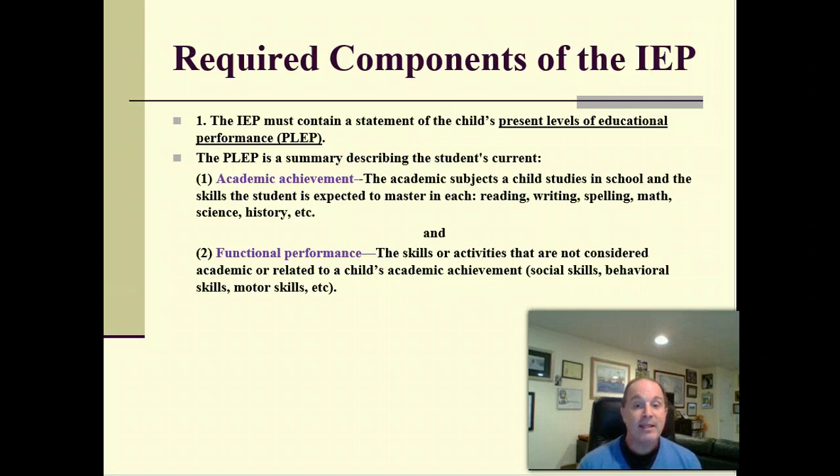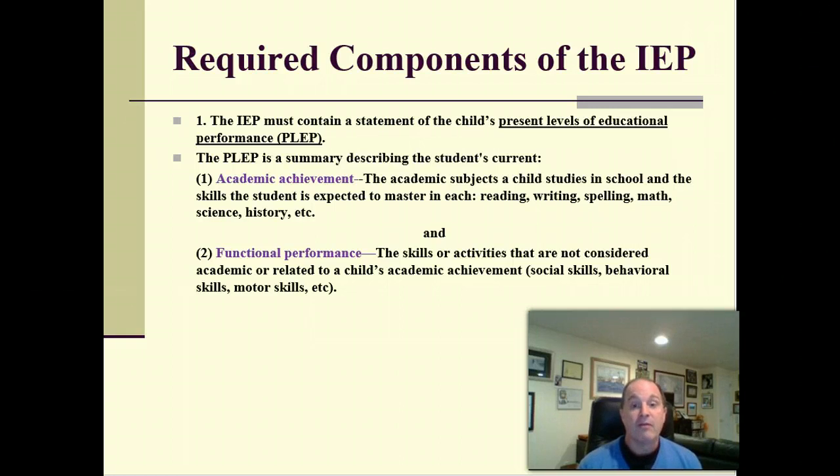So the academic achievement component of a PLEP are the academic subjects the child studies in school and the skills the student is expected to master in each, such as reading, writing, spelling, math, science, history, etc. The academic performance: how is the child currently doing academically? The child's present levels of academic achievement.